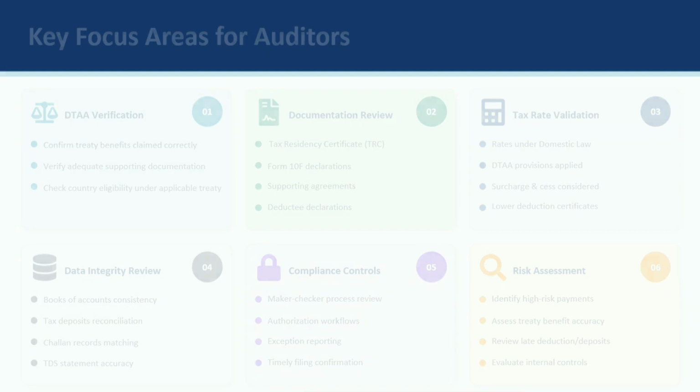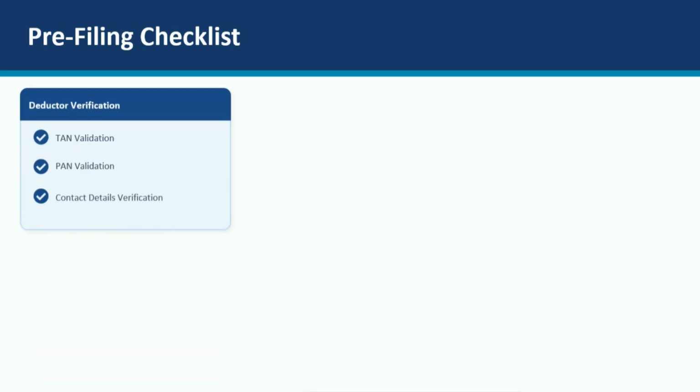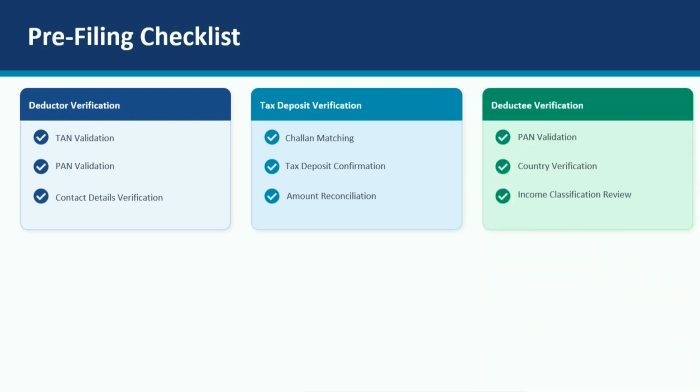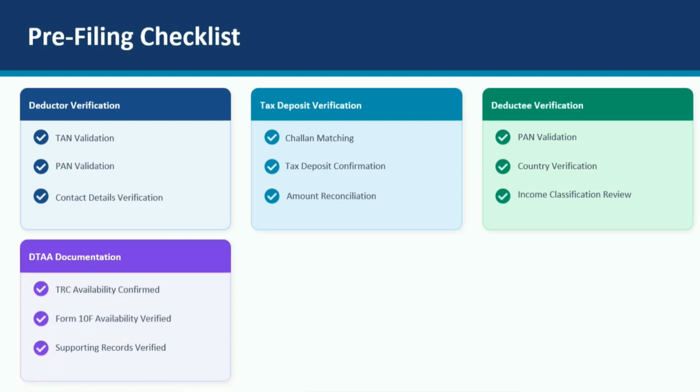Before filing the TDS return, it's important to complete a few essential verification steps to ensure accuracy and compliance. Start with deductor verification by validating the TAN, PAN, and contact details of the deductor. Next, perform tax deposit verification by confirming challan matching, tax deposit details, and amount reconciliation. Then, move to deductee verification, where you should verify the PAN, country details, and income classification of the deductee. For transactions covered under DTAA, ensure that the TRC, Form 10F, and all supporting documents are available and verified.